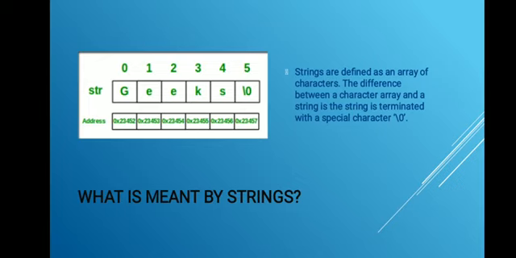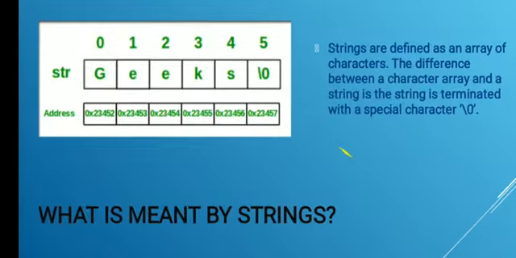And when we see through the image, we declare a variable named geeks in data type string. Here G is stored in zero index, E in first index, the next E in second index, K in third index, S in fourth index, and then it is terminated by a null character, and the address also follows.